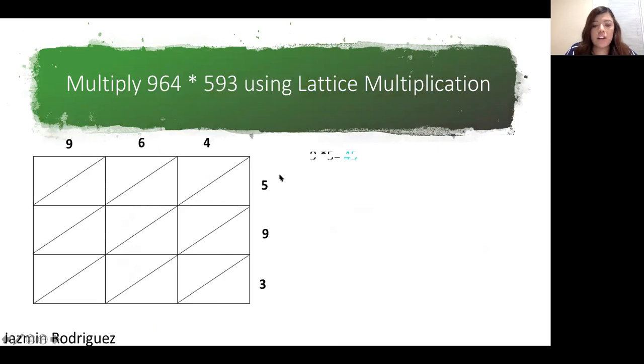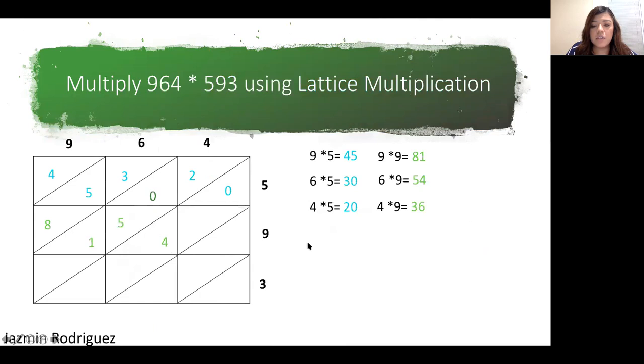So starting, we do 9 times 5, which is 45. Then we do 6 times 5, which is 30. And we do 4 times 5, which is 20. We go ahead and move on down to our next row. And we're going to do 9 times 9 is 81. Then we do 6 times 9, which is 54. And we do 4 times 9, which is 36. And then for our last row, we go ahead and do 9 times 3, which is 27. We go ahead and do 6 times 3, which is 18. And our last one is 4 times 3, which is going to give us 12.